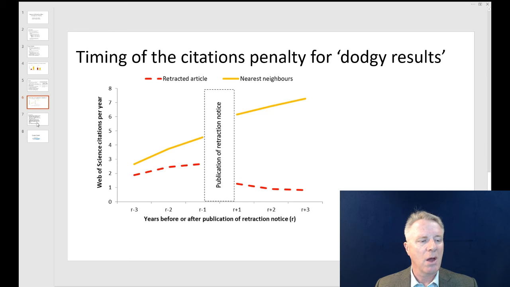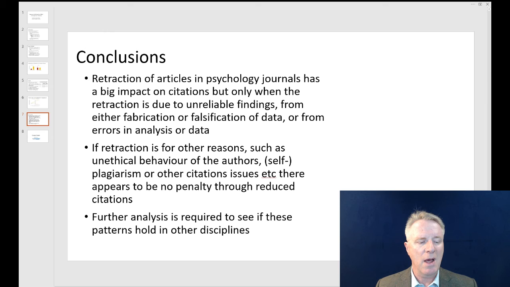To wrap up this short presentation, what we see is that the retraction of articles in psychology journals has a big impact on citations, but only when the reason for the retraction is due to unreliable findings from either fabrication or falsification of data, or from errors in the analysis or errors in the data. If the retraction is for other reasons, such as the unethical behavior of authors by self-plagiarizing, plagiarizing others, manipulating citations, manipulating peer review, not having full ethical clearances and so forth, then all of these forms of bad behavior of authors don't appear to lead to any penalty in the form of reduced citations.